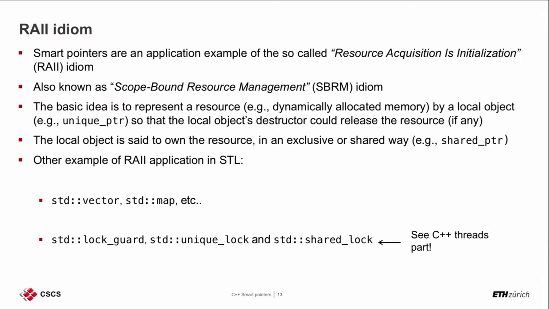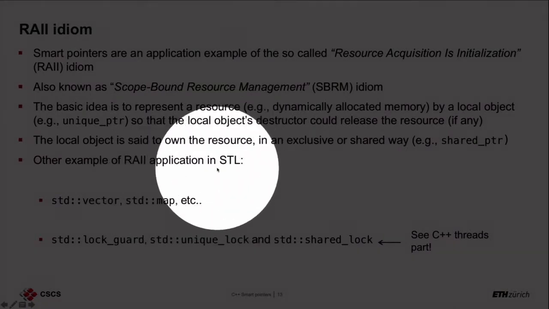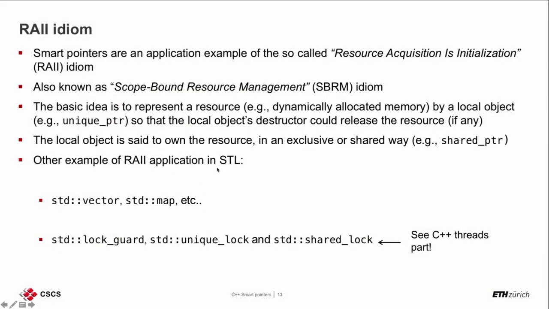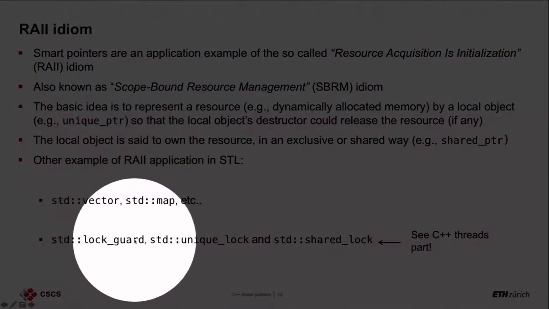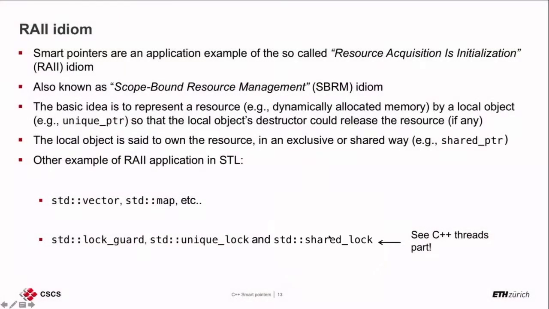Smart pointers are not the only example of this RAII idiom implementation in C++. There are other cases, like, for example, the containers of the STL. And another interesting example of this implementation of the RAII idiom is part of the multi-threading library of standard C++, and we will see something about this in another presentation.